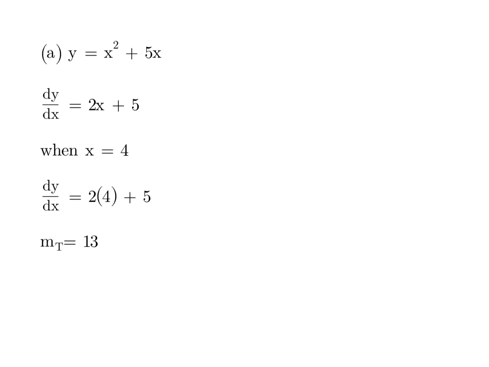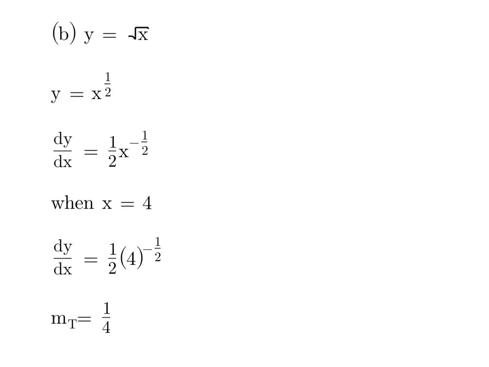You differentiate to find the gradient of the tangent, and we get 2x plus 5. At a particular point, we know that x equals 4, so we sub the 4 in where the x is, and we get 2 lots of 4 plus 5, which is 13. So the gradient of this tangent at the point 4 is 13.